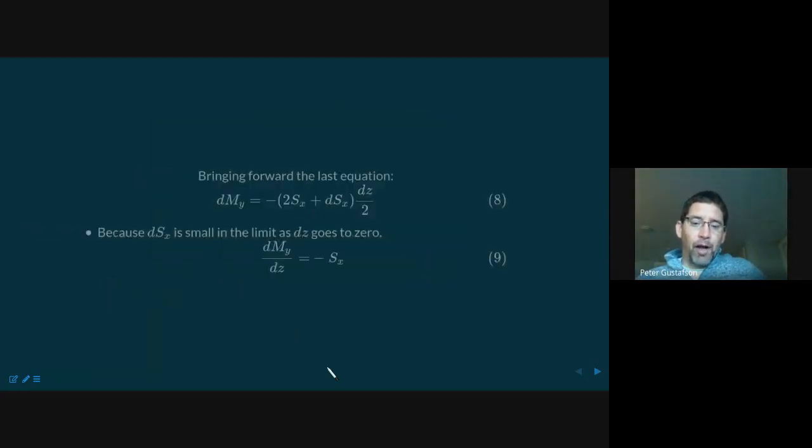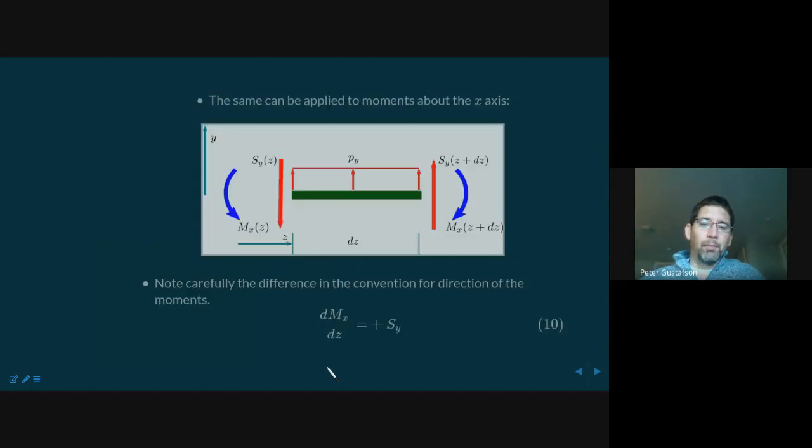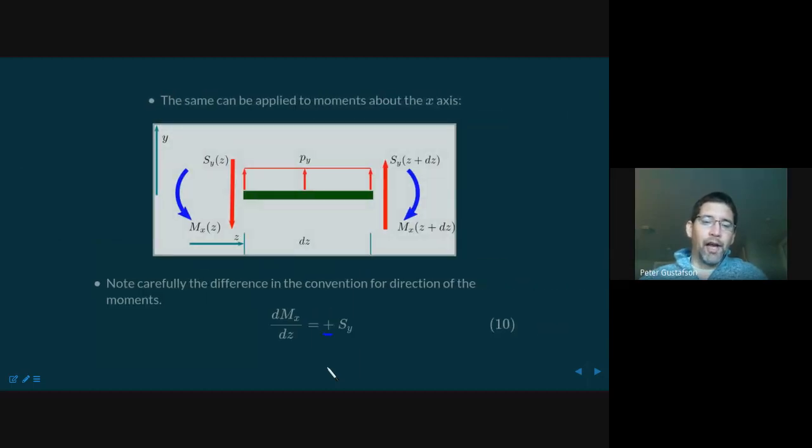So I'm going to flip-flop back and forth. Here's the last slide. dmy dz was minus sx. But if we do this calculation, again, identical to the last calculation with respect to everything but the sign convention, we get dmx dz is equal to positive sy.